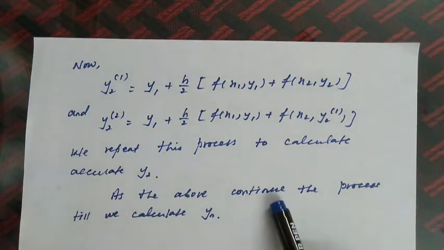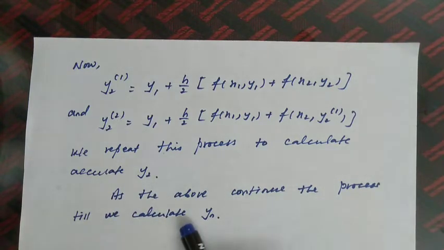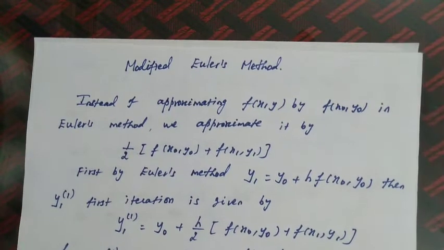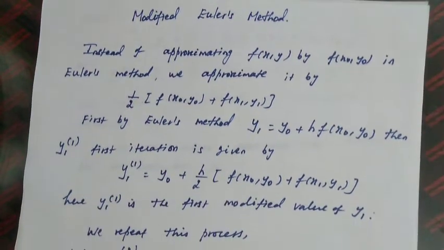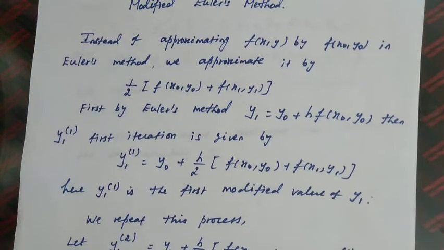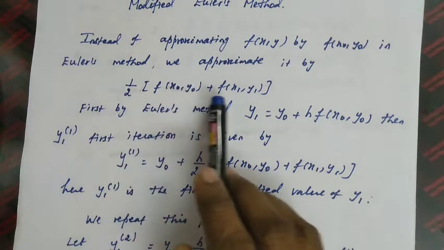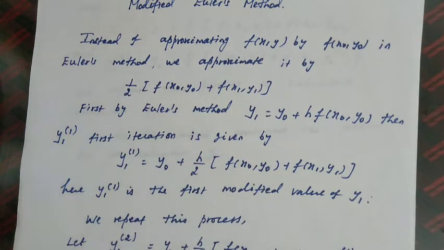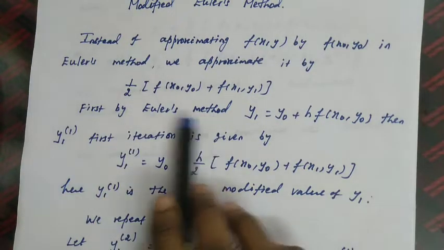As above, we continue the process till we calculate yn. So this is the way we do problems under Modified Euler's method. So what does the procedure say? The procedure says that first we approximate the value for the given differential equation by using half of f of x naught y naught plus f of x1 y1. In the Modified Euler's method, before going for Modified Euler's, first we have to apply Euler's method.